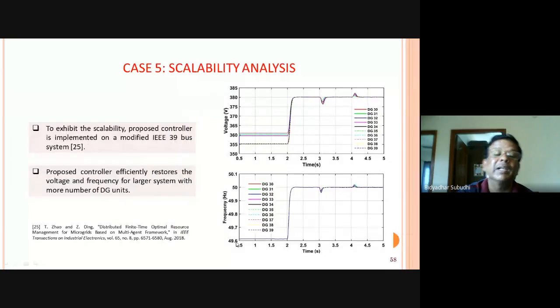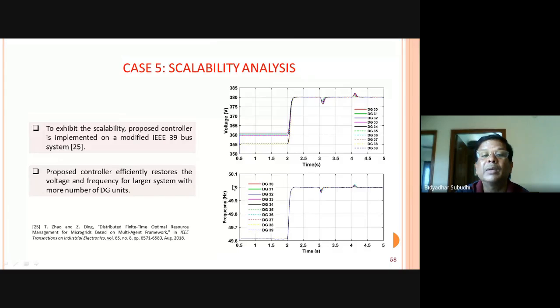So the scalability we also studied with respect to our controller. Our controller is not only implemented in a small system, but we also applied the same in a modified IEEE 39 bus system taken from reference 25 by Zhao et al. And we could see that the proposed controller also maintains the regulation of the voltage and frequency to their nominal values at the different time instants when the loads are changed or some disturbance happens.